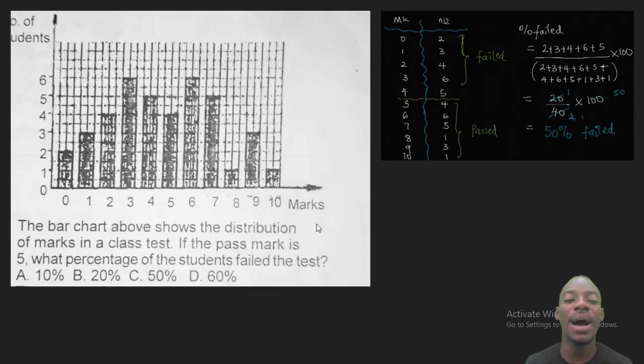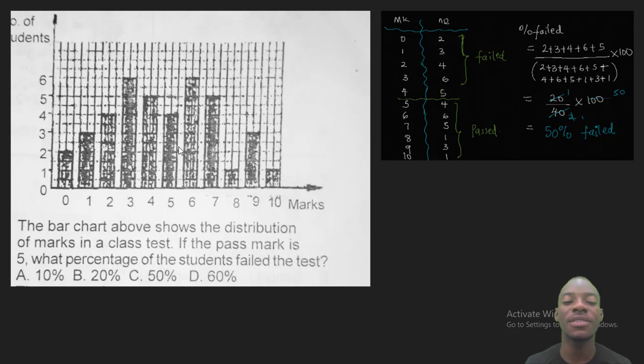So let's talk about the bar chart. Now we have this question that's like a bar chart. The bar chart above shows the distribution of marks in the class test. If the pass mark is 5, that means those that score 5 and above pass, and the ones that scored 4 and below failed. What percentage of the class failed? So first of all, look at this now. Those that got 5 and above pass.